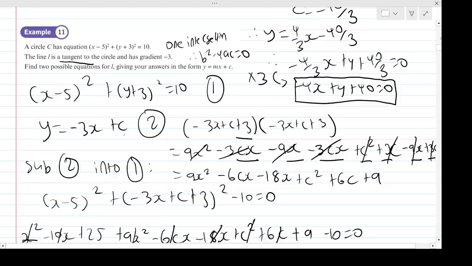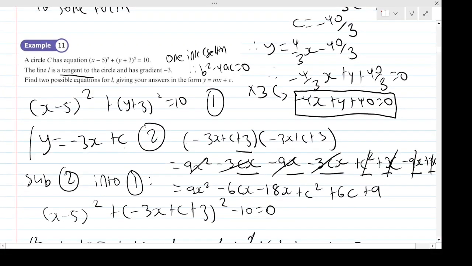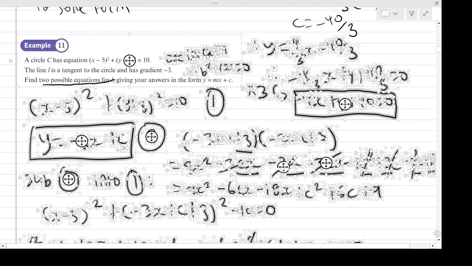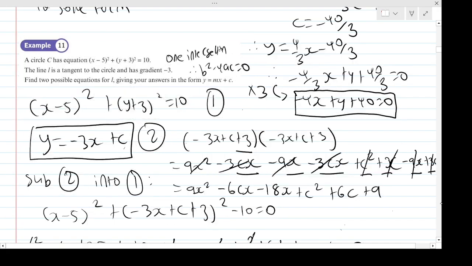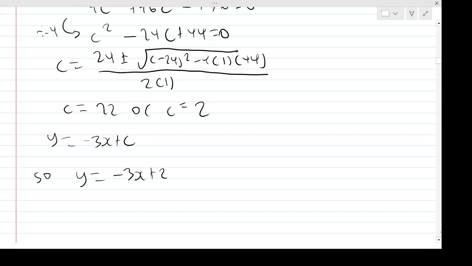There we are. So we found the missing ingredient, even though it took a bit of a while, for this equation, the tangent there. So we've got two values of c, which gives me two possible equations for L, the tangent. If we go back, y is minus 3x plus c. So that means either y is minus 3x plus 22 or y is minus 3x plus 2. There we are. Those are my two equations.